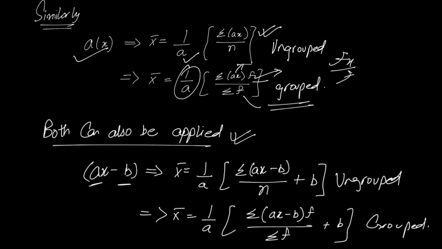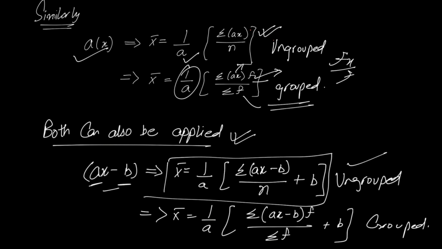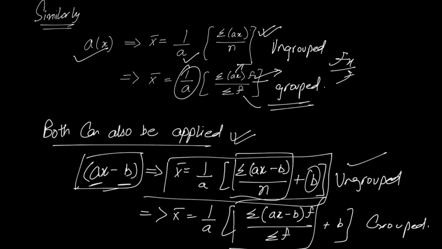So for example, I did ax minus b and we have ungrouped data, so we will use this formula. So basically I will take out the mean of this whole thing, and then I will add b and then divide it by a. So the mean of ungrouped is taken out this way and the mean of grouped is taken out this way. Okay, so now that we've learned mean, let's go to median.